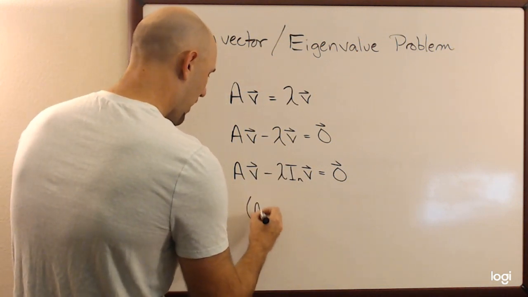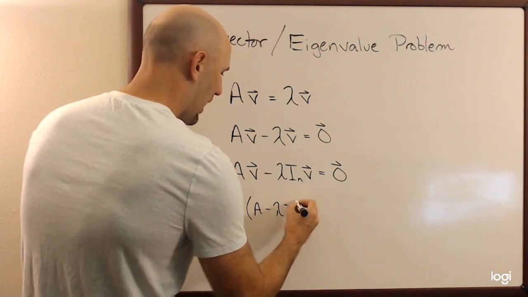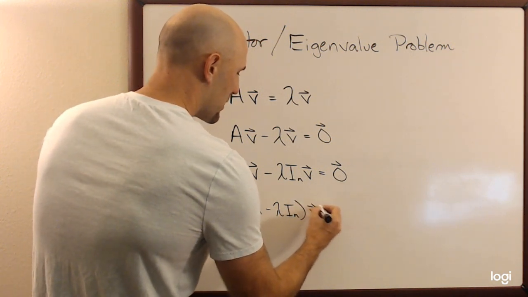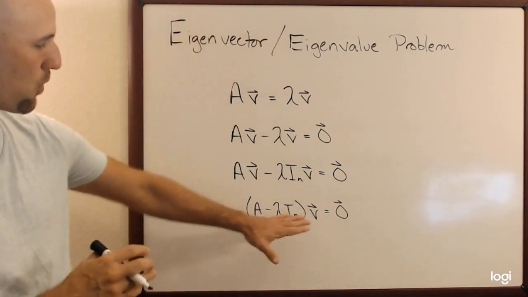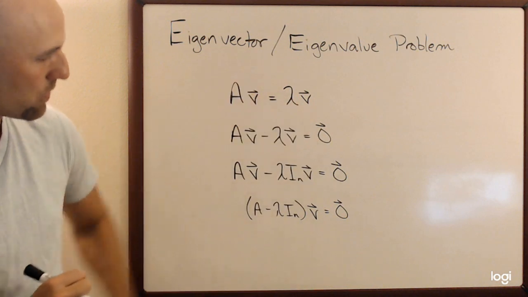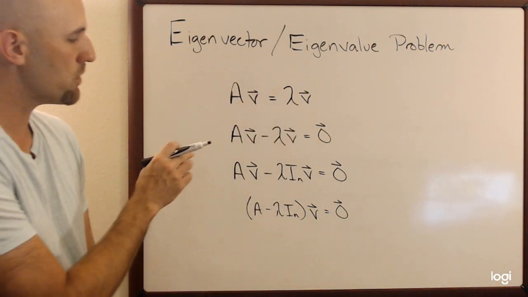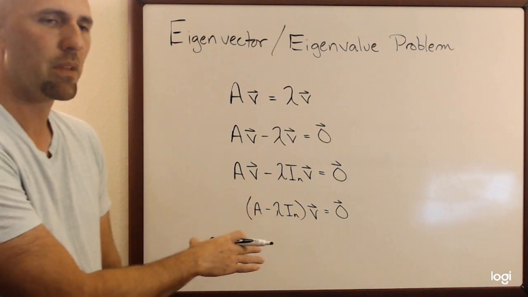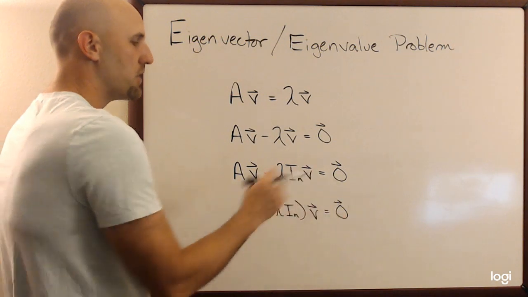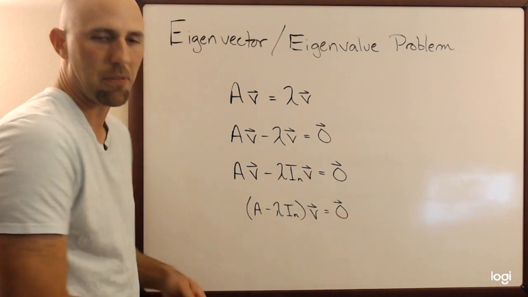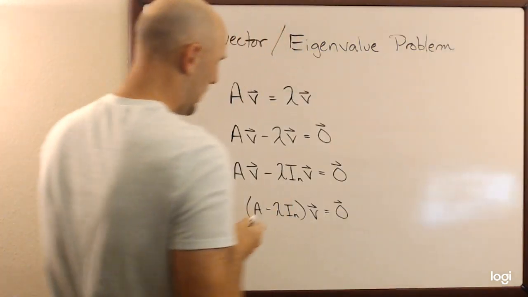So now I have A minus lambda I times v is equal to my 0 vector. And this is of course well defined. Both of these are n by n matrices. The subtraction is fine. So now we've seen something like this before though. We have seen a matrix times v is equal to 0. If I just hypothetically assume that A minus lambda I is B for the moment.